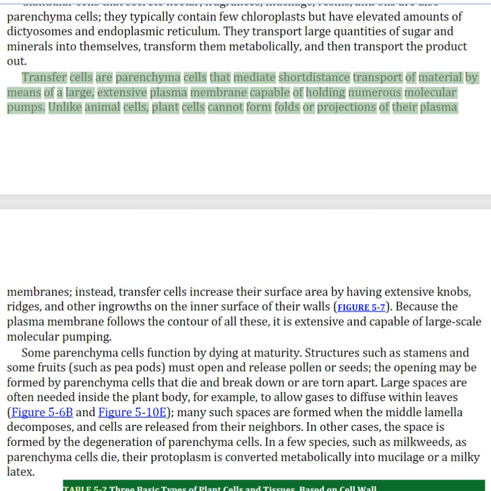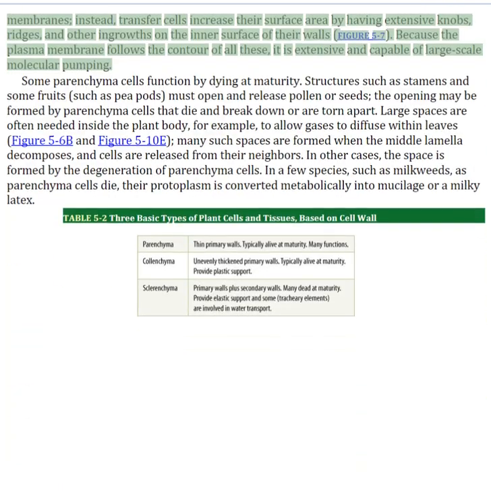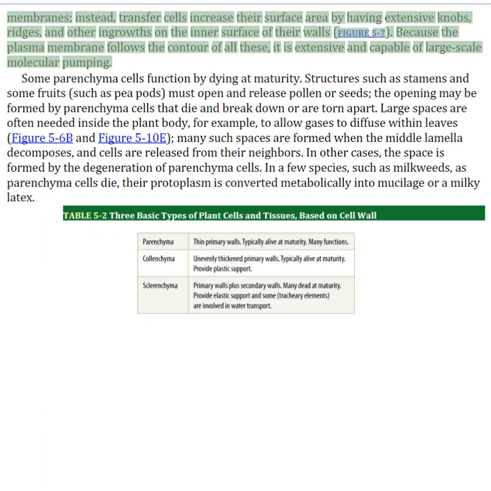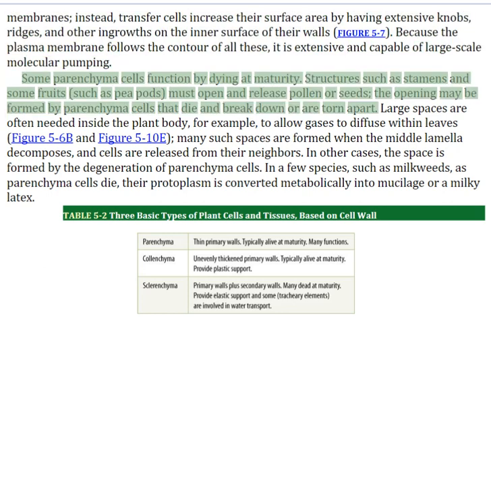Transfer cells are parenchyma cells that mediate short-distance transport of material by means of a large, extensive plasma membrane capable of holding numerous molecular pumps. Unlike animal cells, plant cells cannot form folds or projections of their plasma membranes. Instead, transfer cells increase their surface area by having extensive knobs, ridges, and other ingrowths on the inner surface of their walls. Because the plasma membrane follows the contour of all these, it is extensive and capable of large-scale molecular pumping.